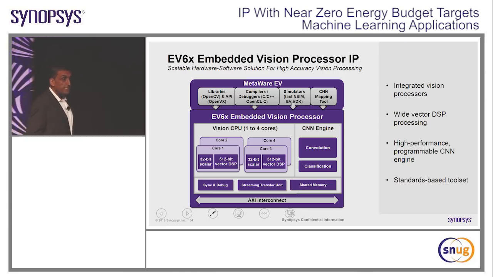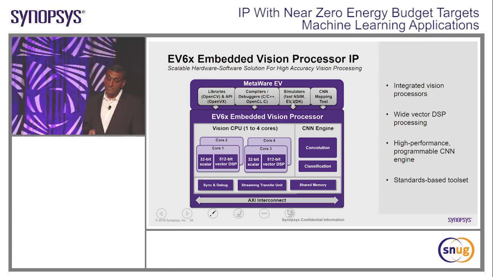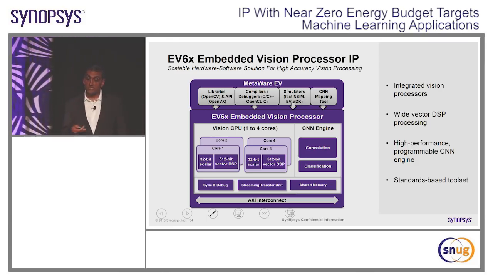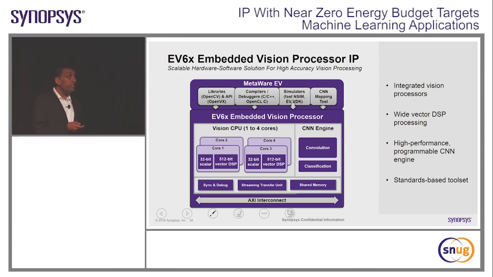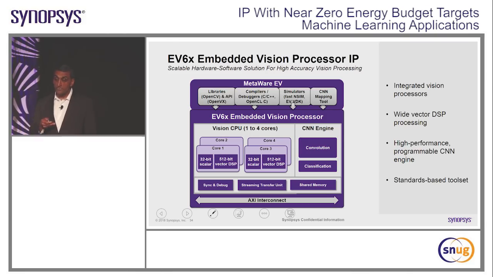The way we've implemented CNN, convolutional neural networks, is using an embedded vision processor. Okay? So this is an example of what we've done in my company. This is a wide vector digital signal processing system. It supports a full range of vision processing algorithms. Some interesting data points. It can support up to 64 max per cycle per vision CPU, and you can go up to 4 vision CPUs in this design.